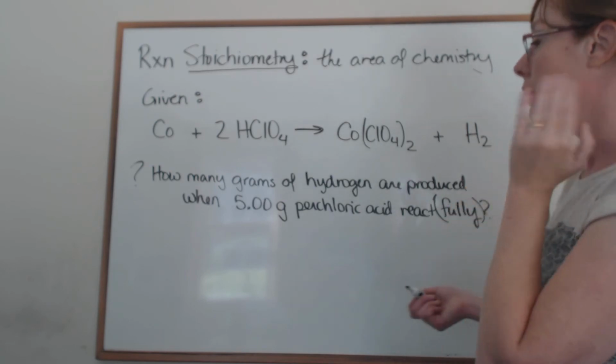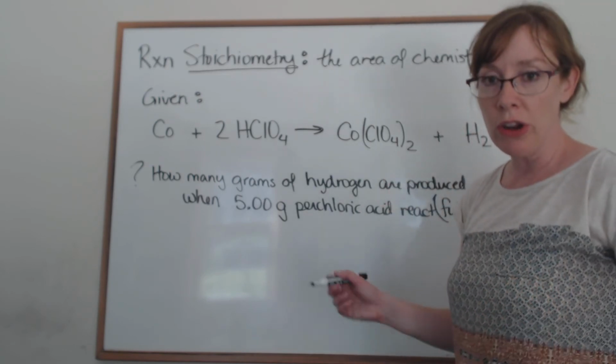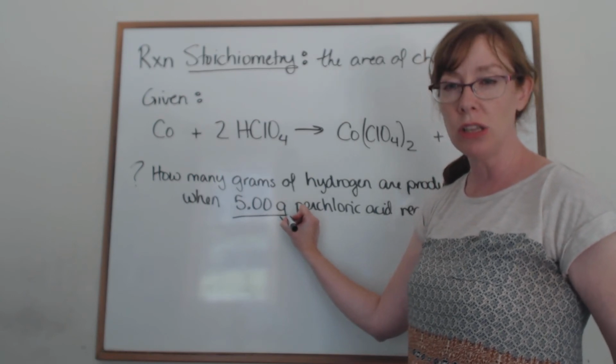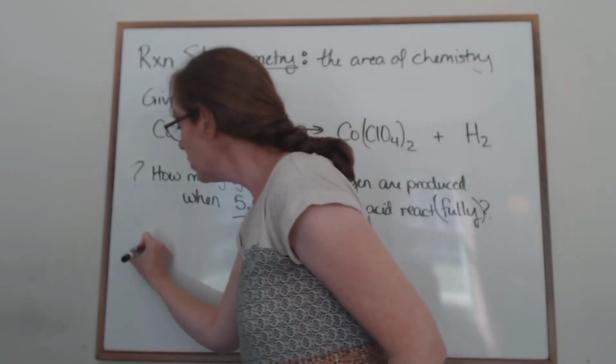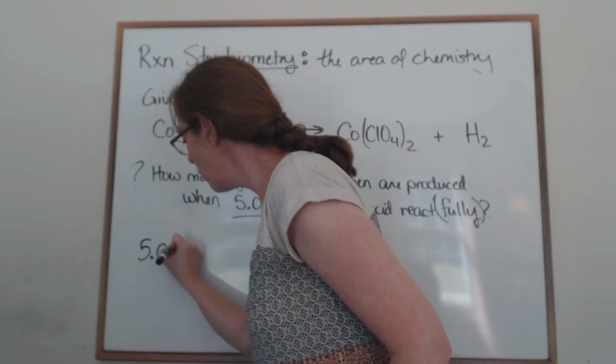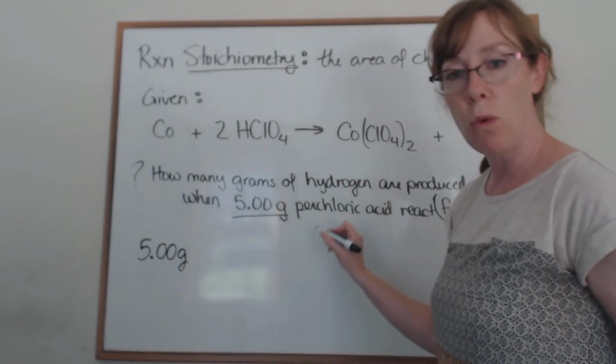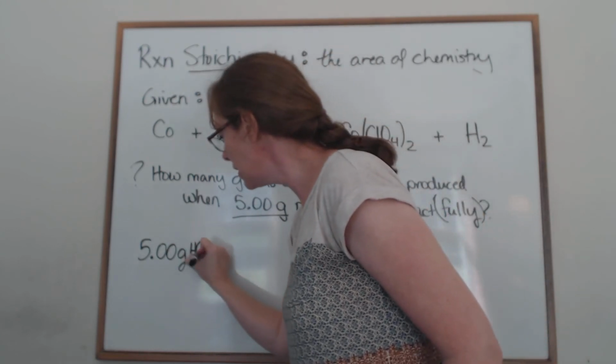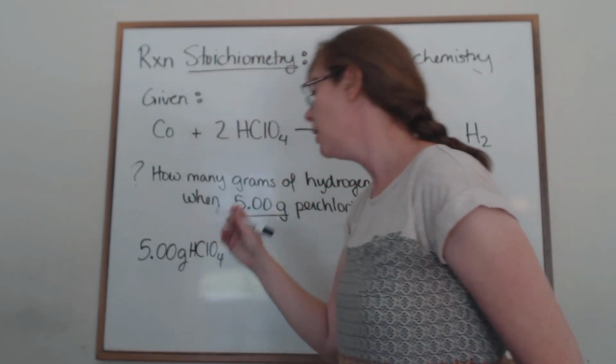So that's what was implied. All right, so one thing I want you to notice is that this time we're starting with grams. Okay, you got to pay attention to the unit. This is very essential. So you're going to write that down, 5.00 grams. But grams of what? Okay, it matters. It's grams of perchloric acid, which was this species here, HClO4.